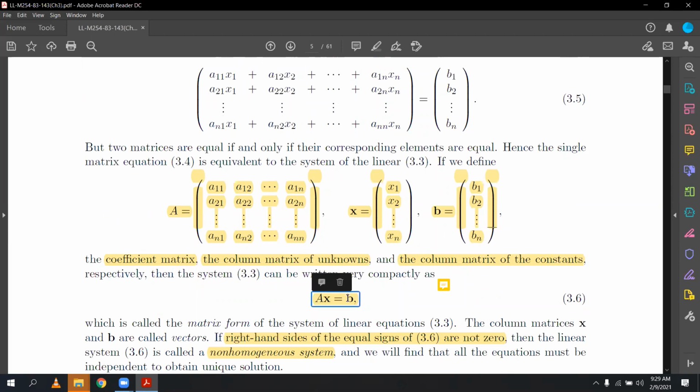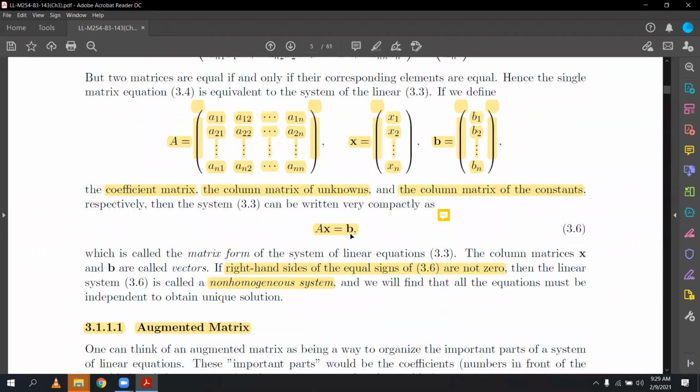What is the shortcut of chapter number 2, please? Any student? The shortcut of chapter 2 was f of x equals 0, the nonlinear equation. And the shortcut of chapter number 3 is AX equals B. I told you A given, B given, and X you have to find out.